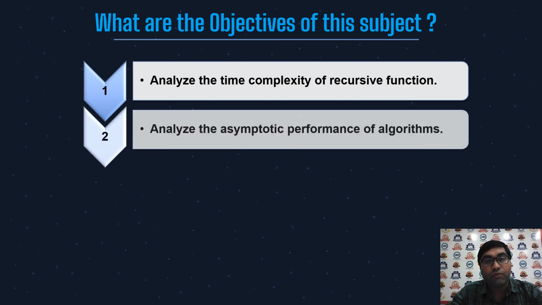Then we have the second objective: analyze the asymptotic performance of algorithms. Now, whenever we are going for algorithm analysis, an algorithm can be analyzed in the form of time complexity as well as space complexity. But asymptotically, if we want to compute the complexity of an algorithm, basically three kinds of notations are there: big O notation, big omega notation, and theta notation. So with respect to these asymptotic notations, how to compute the best case, worst case, and average case complexity of any algorithm, that also we have to study.